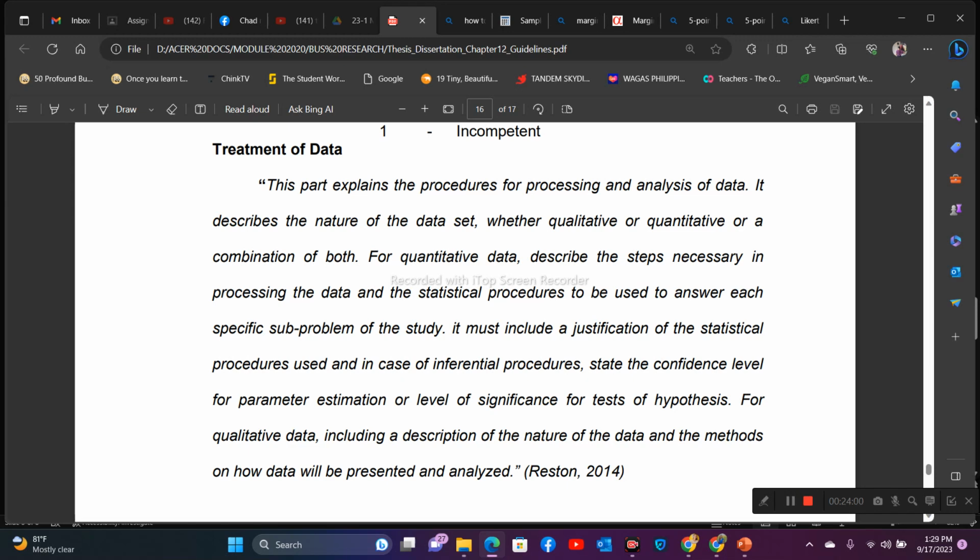Same with qualitative data, including a description of the nature of data and the methods how data will be presented and analyzed. So, after you identify that the answer is in the interpretation of your data from the data scoring, it says na ang answer is strongly agree tanan. Okay? Now, you are going to consult a statistician to justify the data.